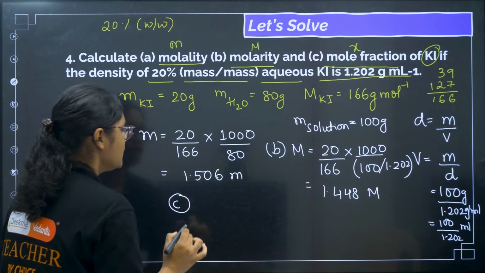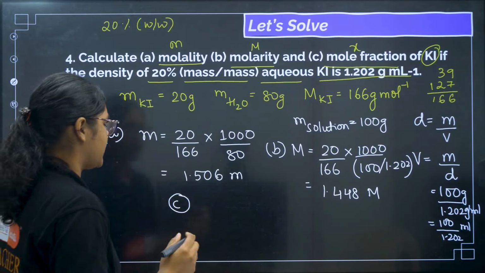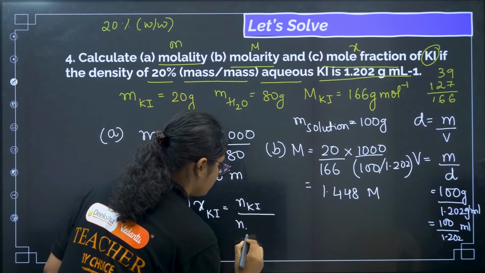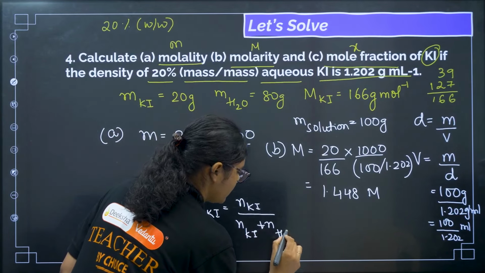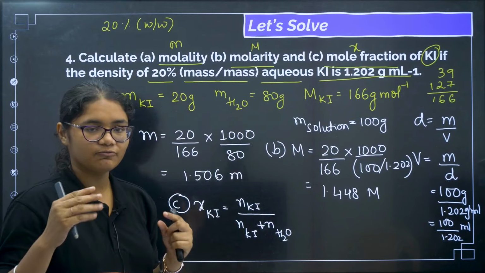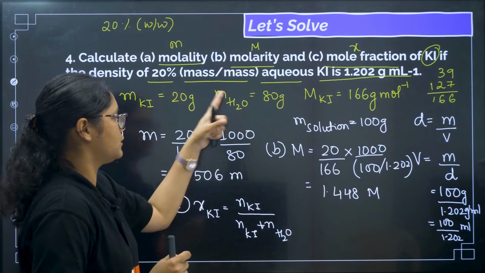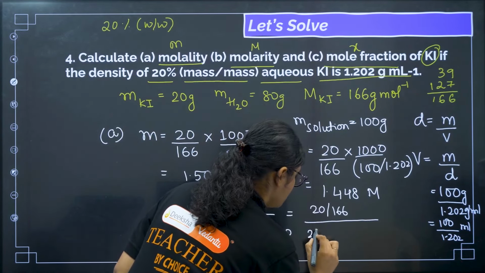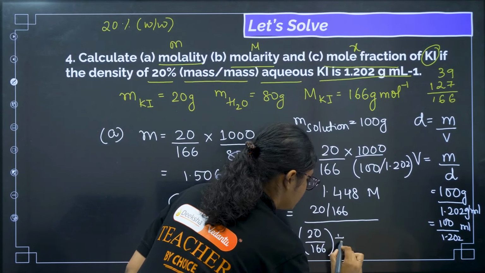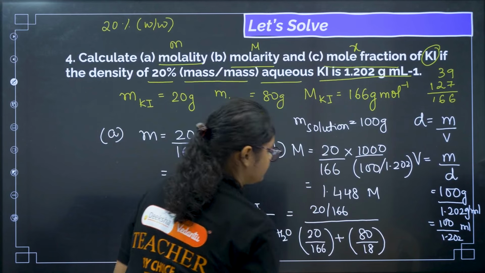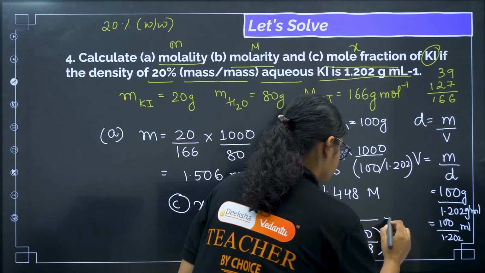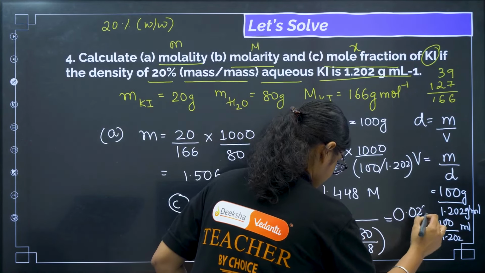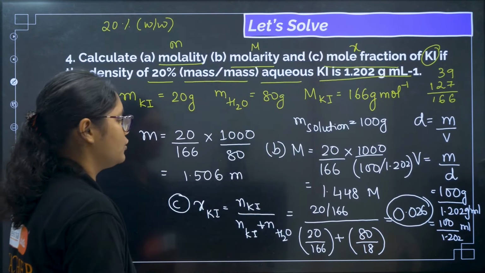Now the third part is very easy. You need to calculate the mole fraction of KI. Mole fraction of KI will be equal to the number of moles of KI divided by the number of moles of KI plus the number of moles of water. We know the given mass of water is 80, so the number of moles will be 80 by 18, and the number of moles of KI is already 20 by 166. So I substitute: 20 by 166 divided by 20 by 166 plus 80 by 18, given mass by molar mass. If I solve this, you will get around 0.026. The mole fraction of KI will be 0.026.